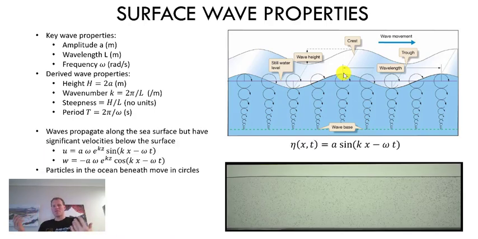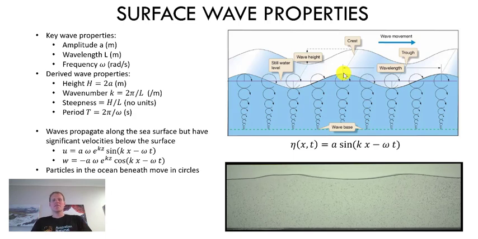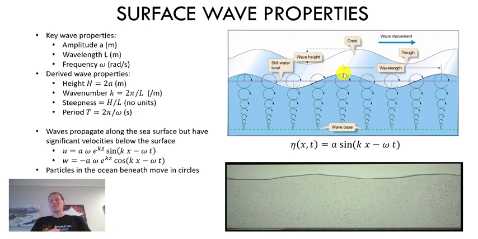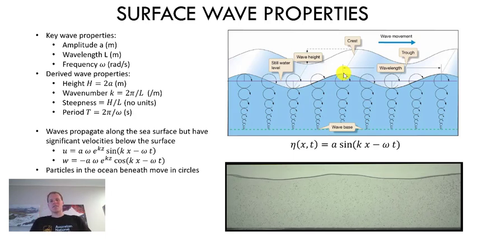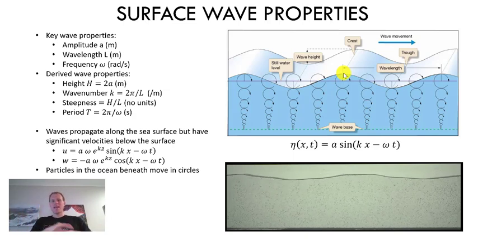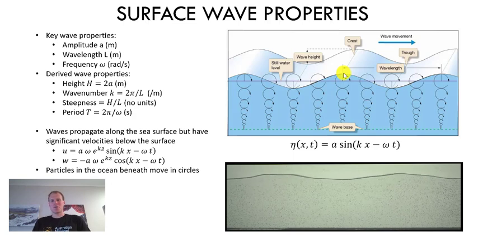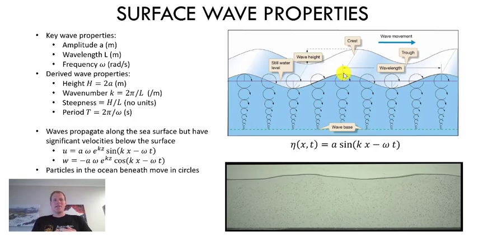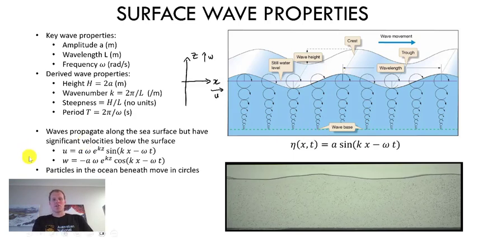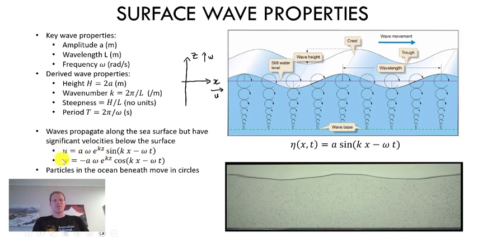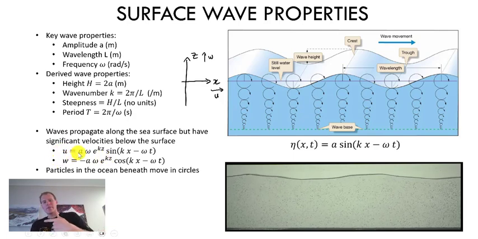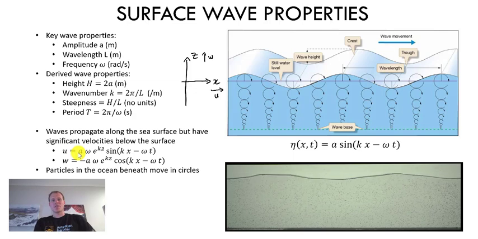Okay, so these waves, of course, propagate along the sea surface, but that doesn't mean that everything is confined to the sea surface. They propagate along the sea surface, but as the surface sloshes up and down, of course, there is motion in the ocean below. And that motion in the ocean below can be expressed in terms of a horizontal velocity that's in the direction of wave propagation and a vertical velocity orthogonal to it.